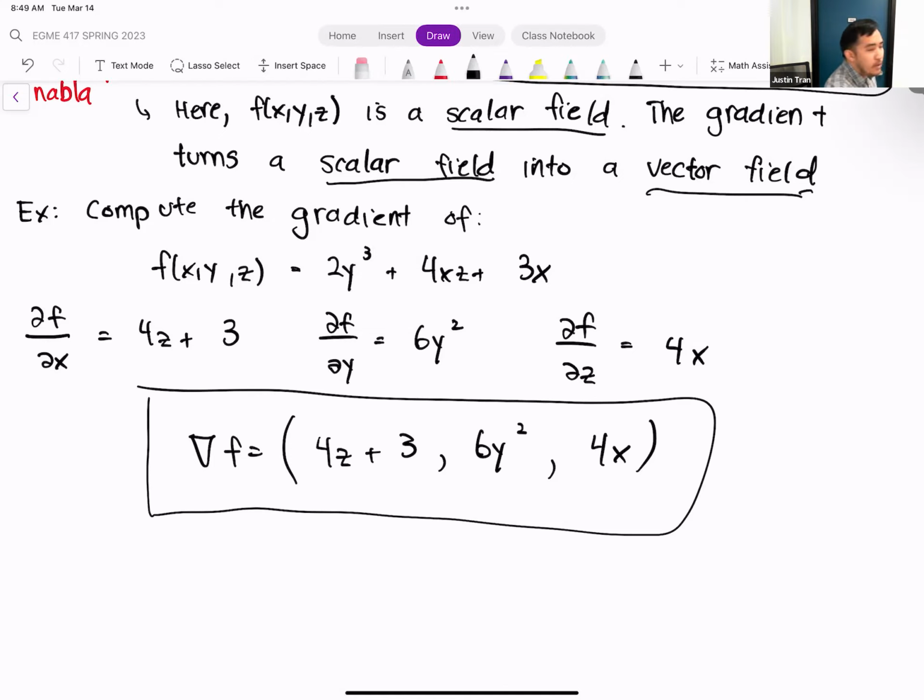Very straightforward. So if you have the functional form of the field that you're working with, you just have to take its partial derivatives to get the gradient. Okay? And of course, this is in 3 dimensions, but we can also have 2D fields as well. And so if you have 2D fields, then your gradient is just two components. Okay.